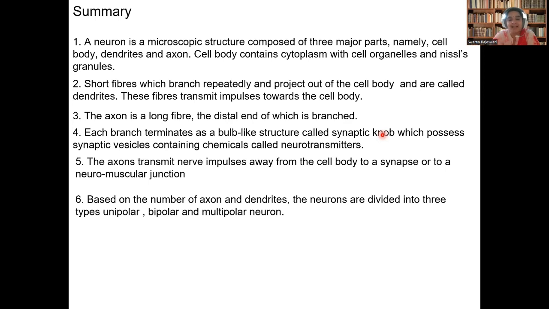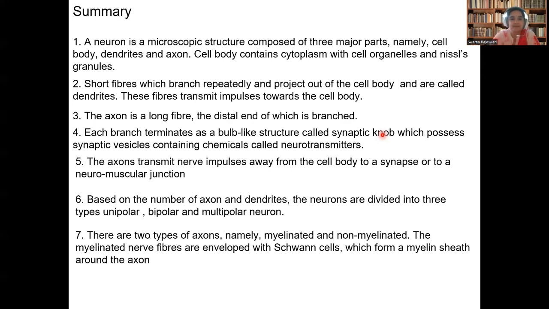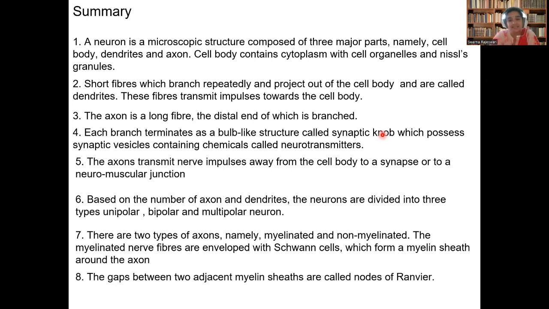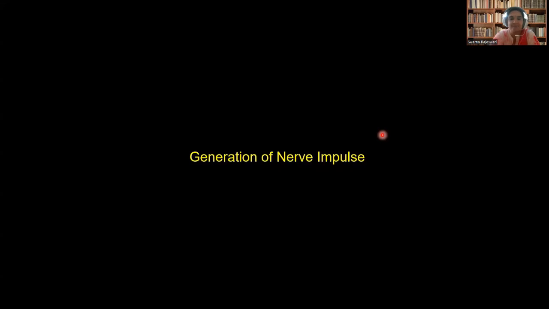Based on the number of axons and dendrites, neurons are divided into three types, that is unipolar, bipolar, and multipolar neuron. There are two types of axons, that is myelinated and non-myelinated axons. When the myelin sheath is present, that is myelinated axon. When it is absent, we call it non-myelinated axon. And we know that the junction between two myelin sheaths, we call it nodes of Ranvier.